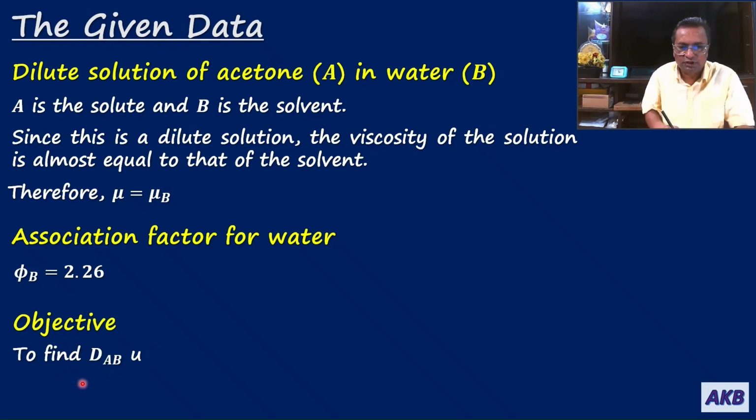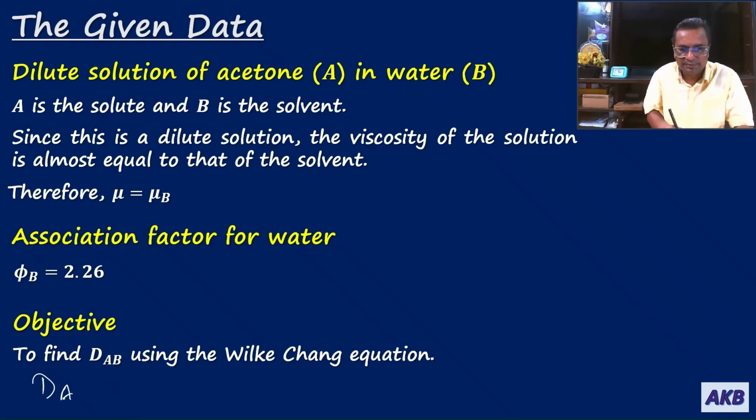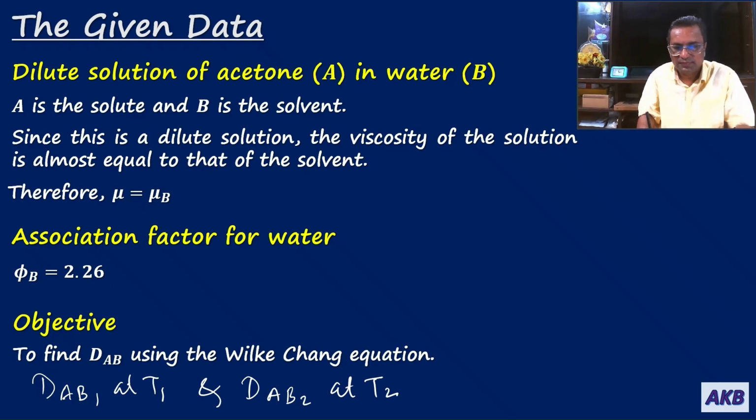What is the objective? The objective is to find DAB using the Wilke-Chang equation, at two temperatures. So we are supposed to find out DAB1, which is at temperature T1, and then we are supposed to find out DAB2, which is at temperature T2. So let us move ahead.